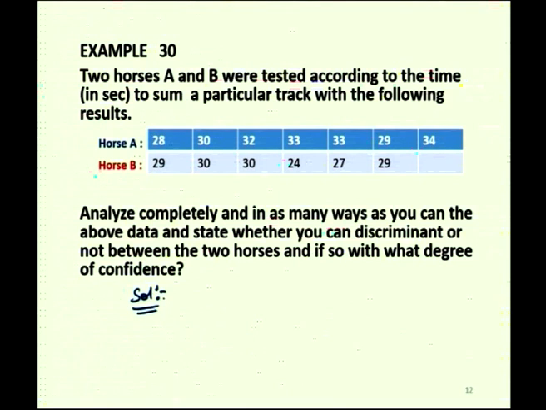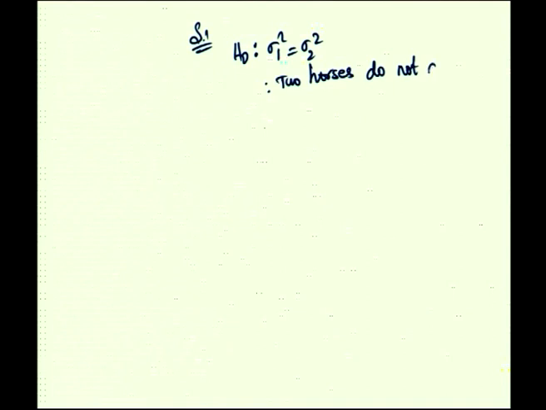So, first of all, to test the discriminancy of the two horses, horse A and horse B, we have to use the F test for difference of variance, because two types of horses have been given. So, we will use the F test, going ahead with the usual steps of the procedure. Step 1, H naught says sigma 1 square is equal to sigma 2 square, that is, the two horses are not discriminant, they do not vary, they are equal. Two horses do not discriminate.